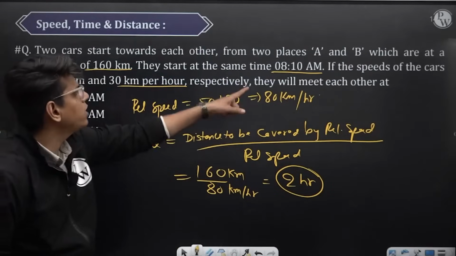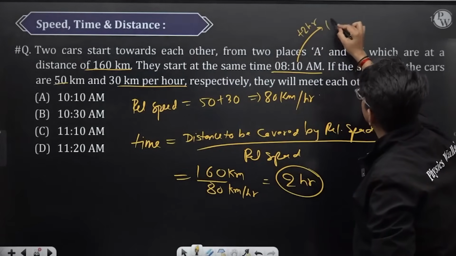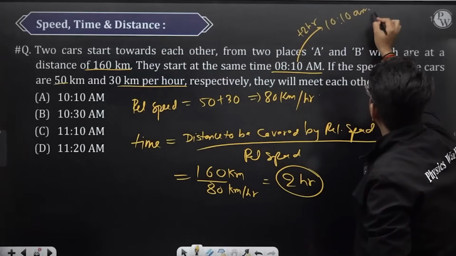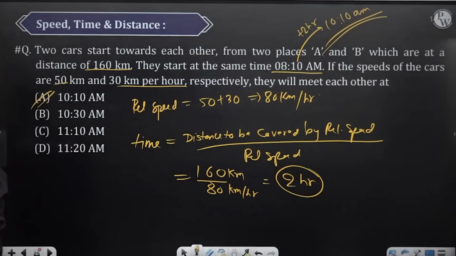The initial time was 8:10. So 8:10 plus 2 hours gives you 10:10. So they will meet at 10:10. So the answer is option A. Option A is the answer for this question.